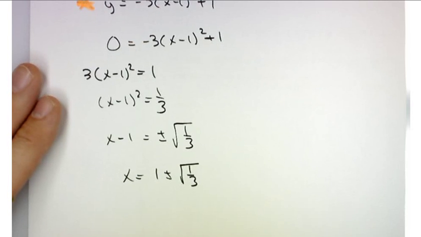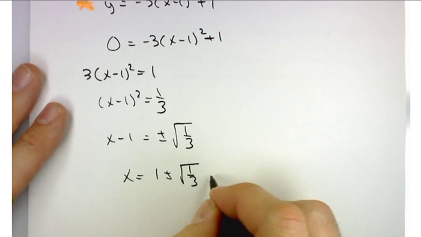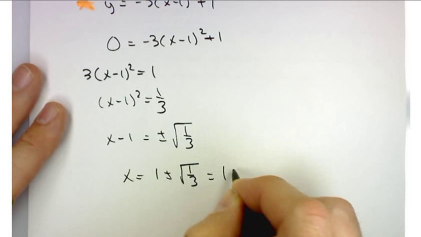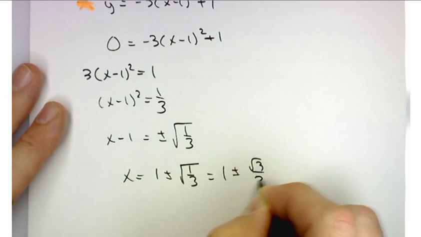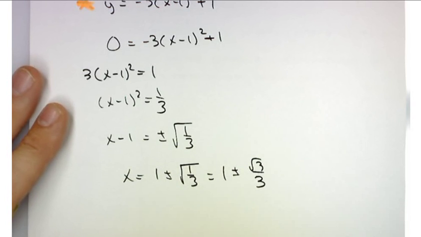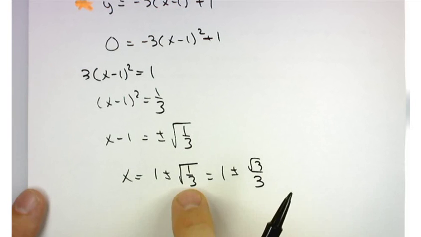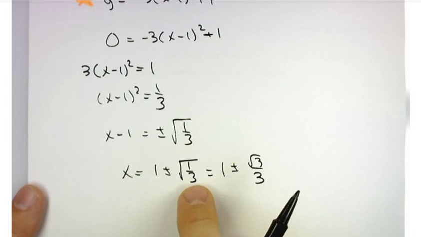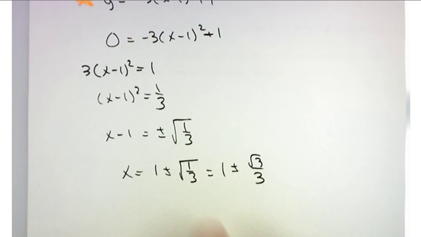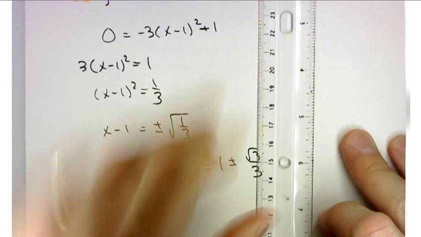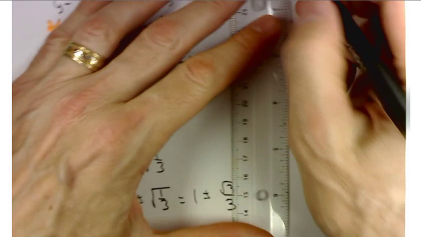Now the book would probably rationalize this. They'll give you 1 ± √3 over 3. But if all you're doing is graphing it, it's enough to have this. That's fine. Both of these are exact answers. It would help us out if we knew what those decimal values were in order to graph this a little bit better. So let's again take out our calculators to figure that out.